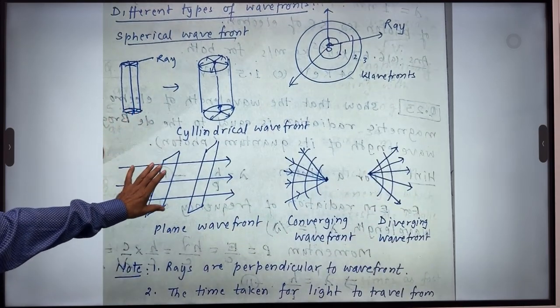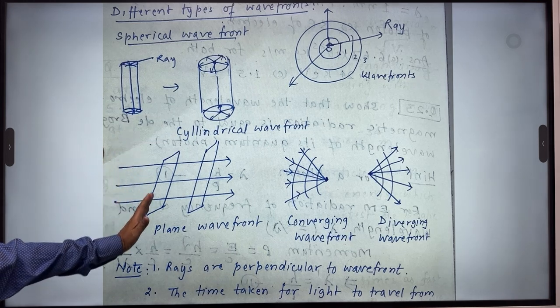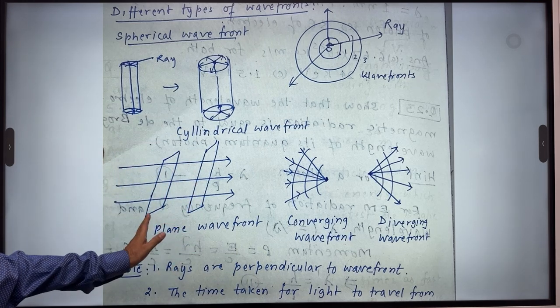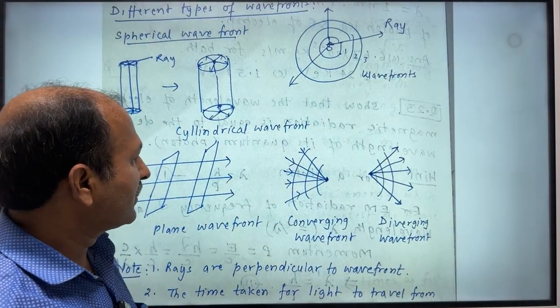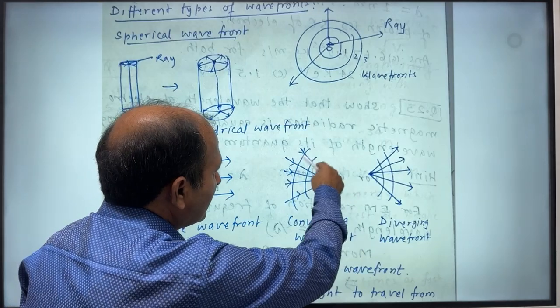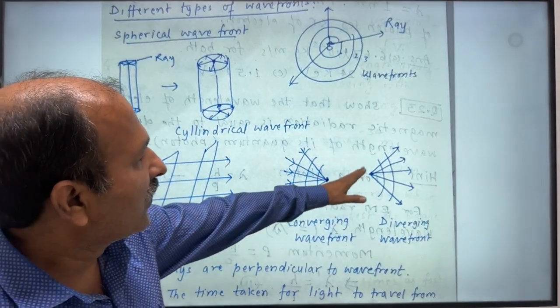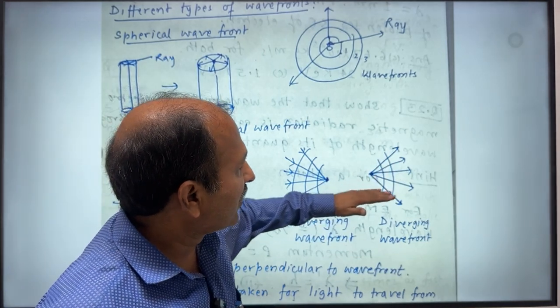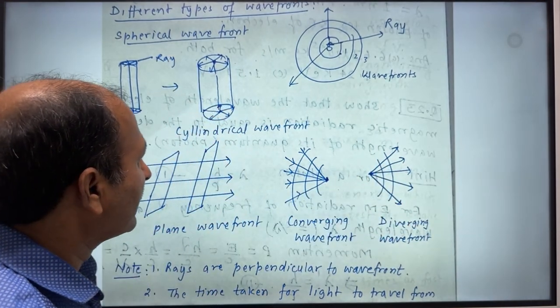Then in this case what we have seen is that rays are coming from a distant source. So wavefronts will be like plane wavefronts. And in this case what you have observed, the rays are converging at one point. So these are the wavefronts. So these are converging wavefronts. Here what is happening? Rays are going like this. So these are the wavefronts and this is a diverging type wavefront.